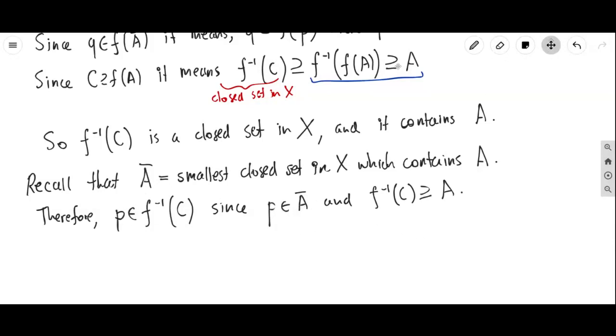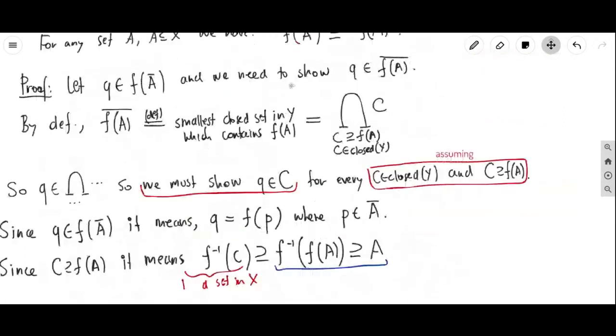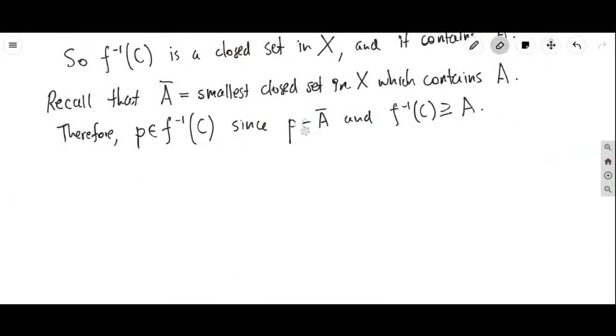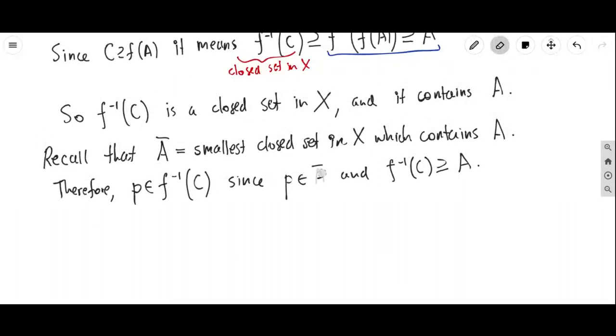Okay, so let's say that again. P is in A closure. The reason why we know that is we said this all the way in the beginning. We probably forgot that fact, but Q is equal to f of P, where P is something in A closure. So P is in A closure, and f inverse of C is a closed set containing A. And A closure, that's the smallest closed set containing A. So if P belongs to A closure, it's in every closed set that contains A. This is a closed set that contains A, so by definition, P has to be here.